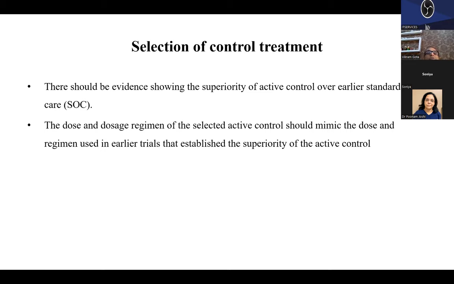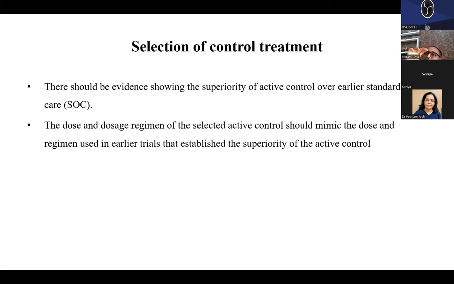Okay, so selection of control arm: how will you select a control arm for the equivalence trial? There should be evidence showing the superiority of the active control over the earlier standard of care. Whichever is the current standard of care, which has demonstrated superiority over earlier standards of care or placebo, as the case may be, that should be chosen as the standard of care.